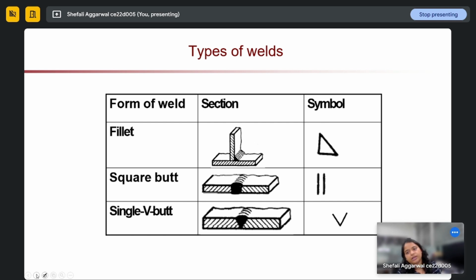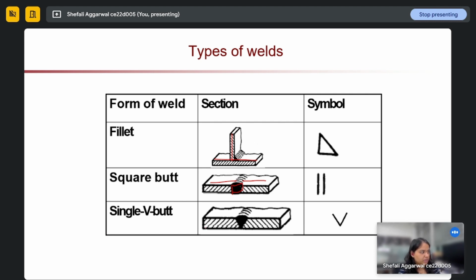We have fillet weld and butt welds. In fillet weld, we are connecting two plates like in an L section or at any angle, welding two plates in this direction. In butt joint, we are normally joining two plates in a parallel direction, in the same direction. In terms of butt weld, we have different types of butt weld. First is square butt weld. In square butt weld, we are just joining two plates and filling it with the weld.